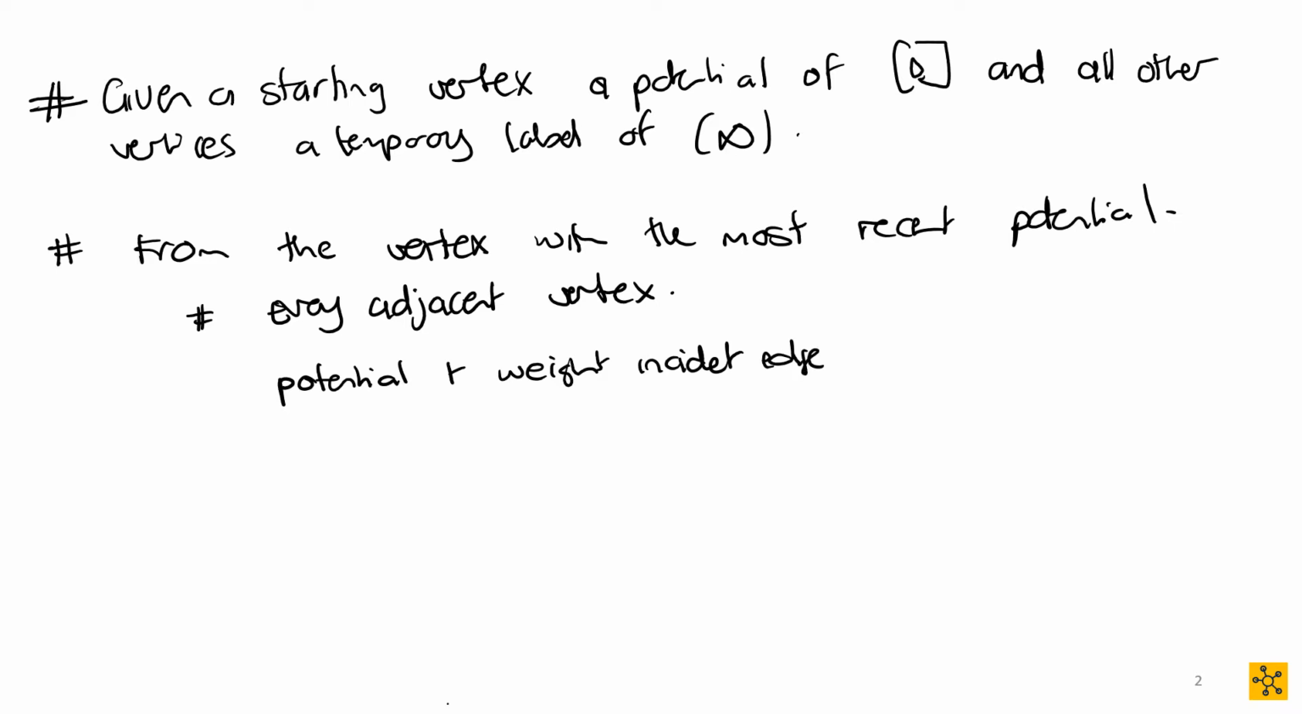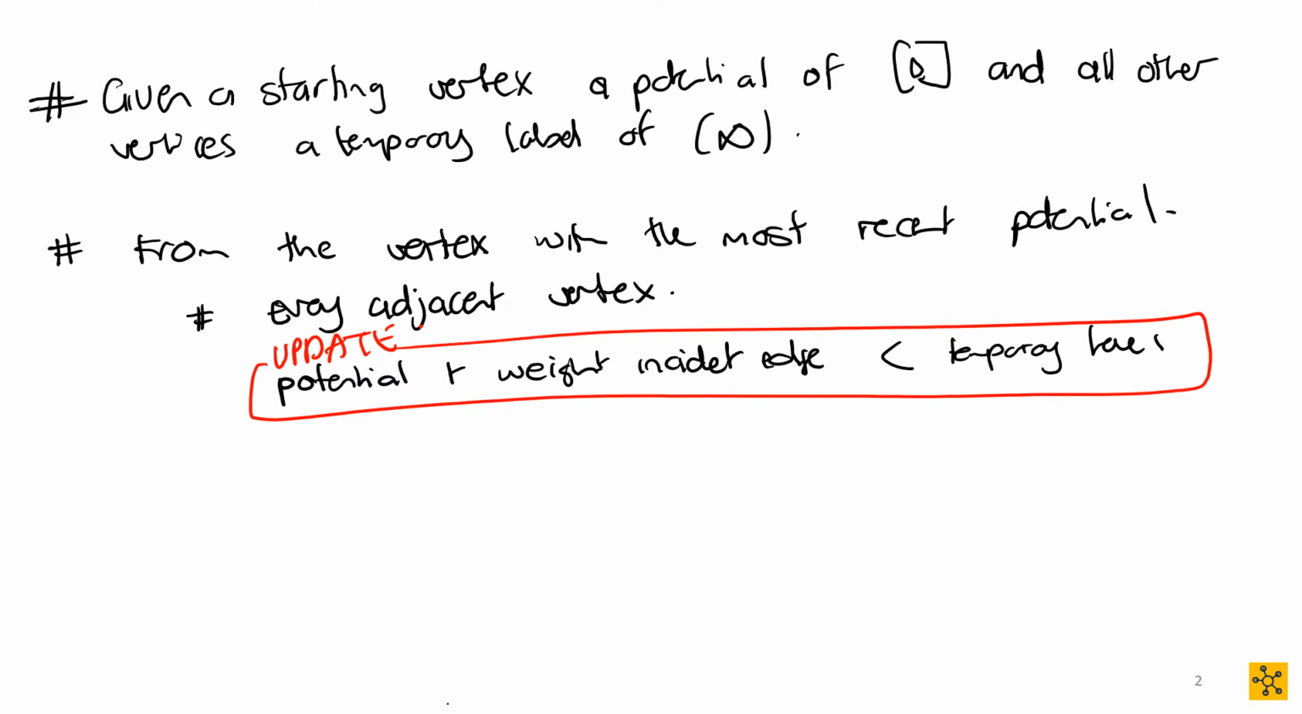And we update it to this new one if this one is less than the temporary label. So you update if this situation occurs, and you obviously update with that potential and the weight of the incident edge. So you replace your temporary label.